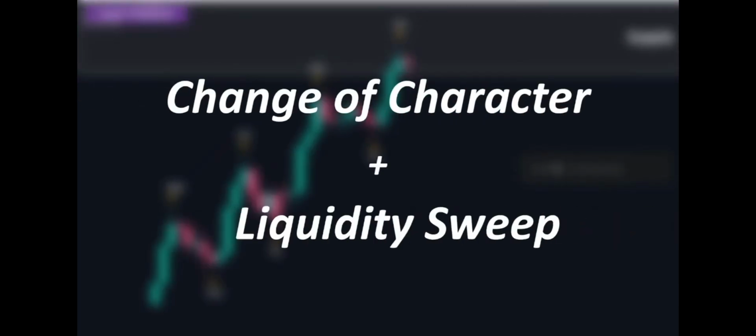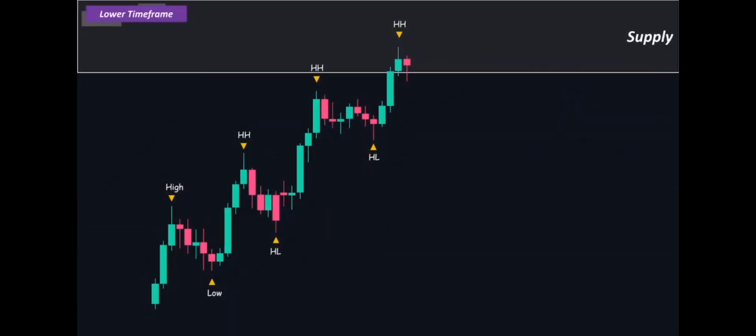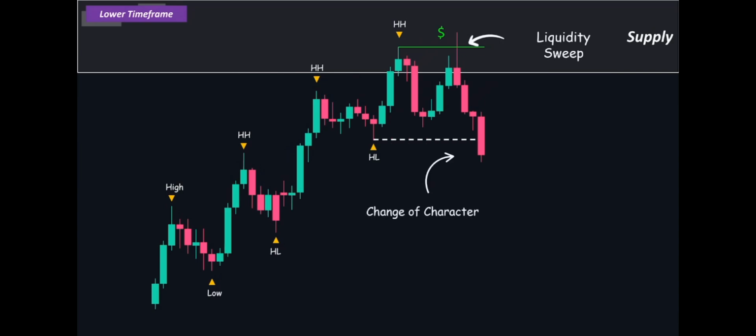The first entry type is a change of character combined with a liquidity sweep. A strong trading opportunity appears when price sweeps liquidity above a previous high, followed by a clear change of character. The liquidity grab shows that buy-side liquidity has been taken and early buyers are trapped. Then, the reversal is confirmed by the change of character, where price breaks the most recent higher low and shifts the market structure to the downside.